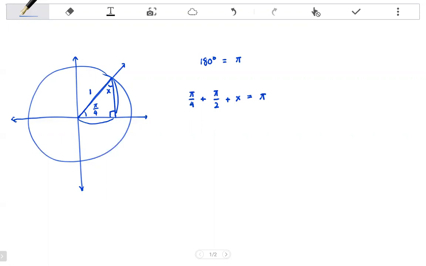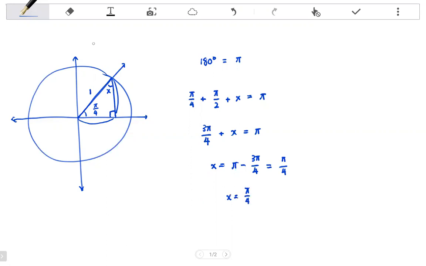Pi over 4 plus pi over 2 simplifies to 3 pi over 4. And we're left with plus x equals pi. If we move 3 pi over 4 to the other side, we have pi minus 3 pi over 4, which is the same thing as pi over 4. Oh, look. So x equals pi over 4.